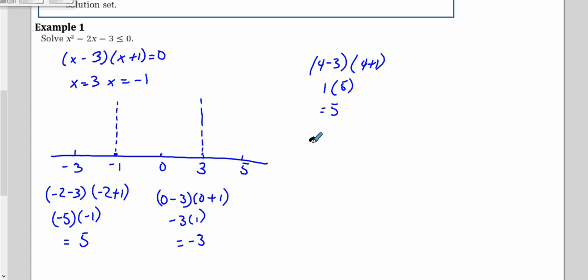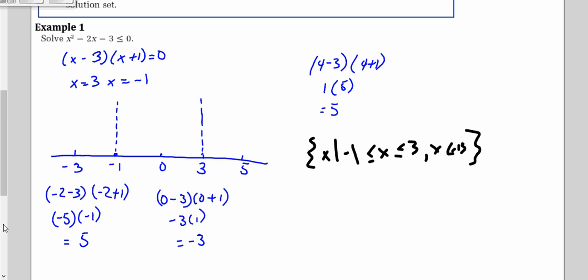So our solution would be x such that x is greater than or equal to -1 and less than or equal to +3, and of course x is an element of the real numbers. Okay, so that was using roots and test points.